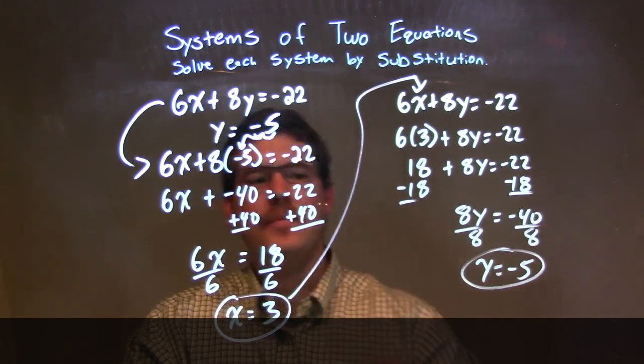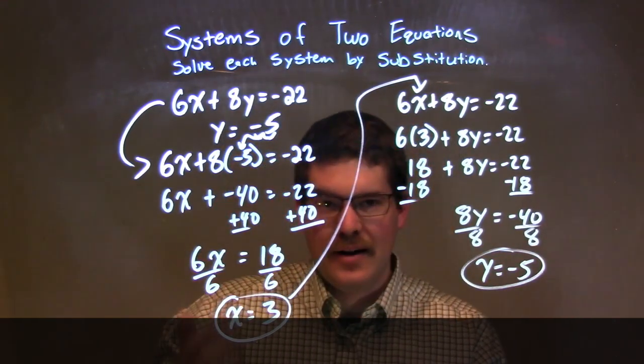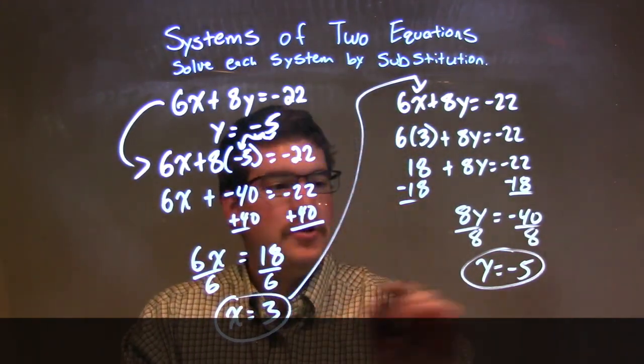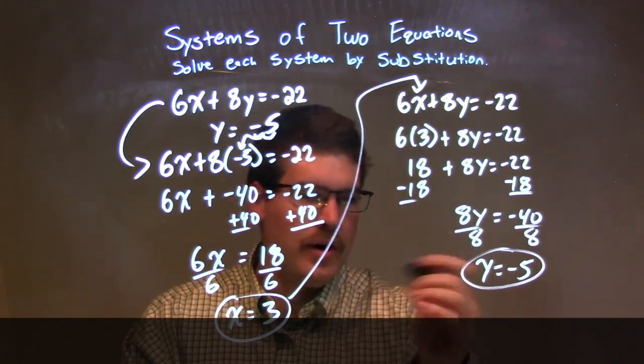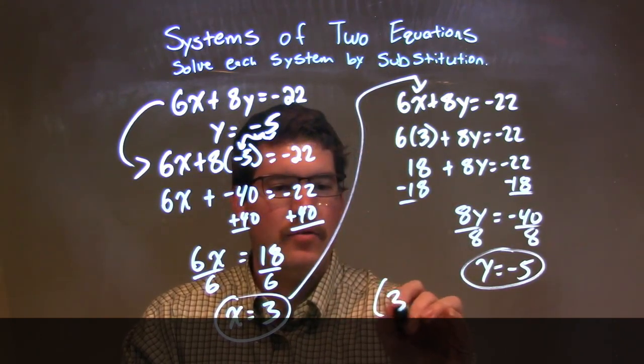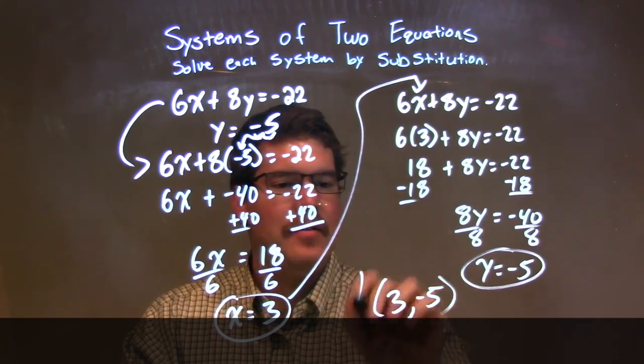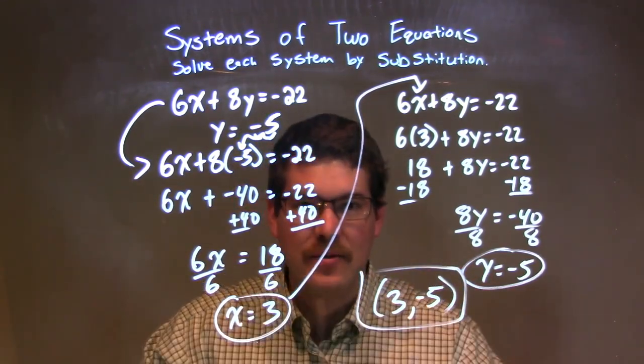Same answer we had here, okay, just got it a different way. So we have our 2 points. We can make our x and y value. We have our coordinate point here of 3, negative 5. And that is our final answer.